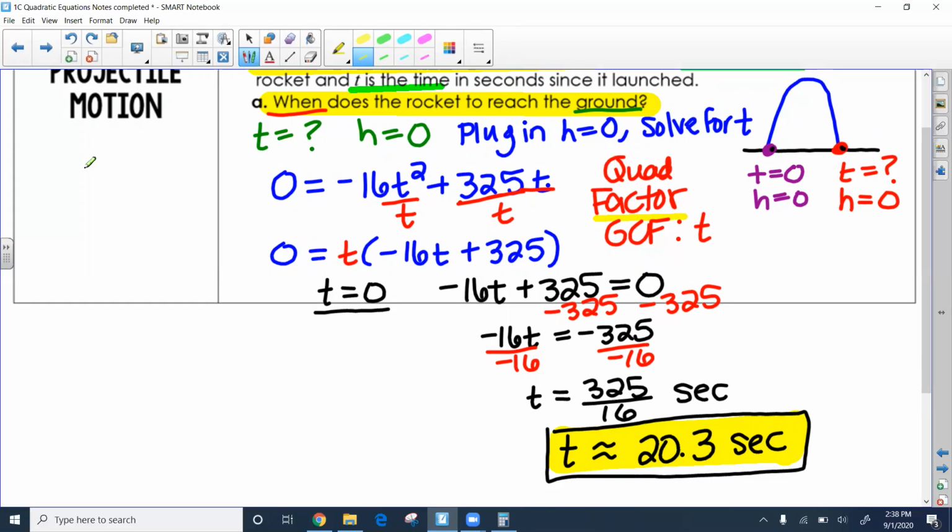All right. So like I said, that's our last problem of both the day and this whole section as well.